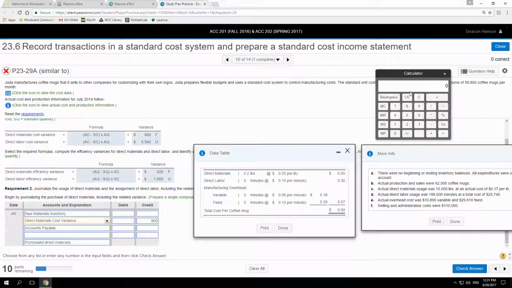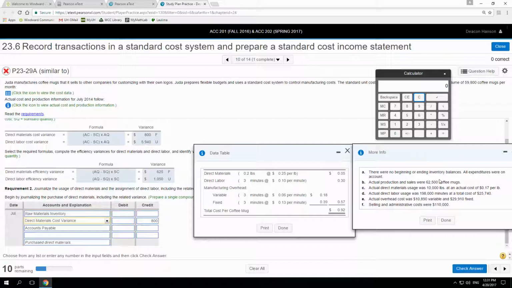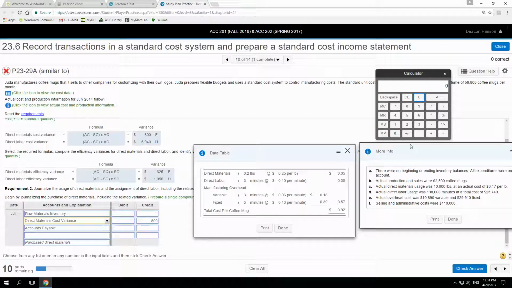purchase information. Okay, so if we bought 10,000 pounds, notice in A it says that there was no beginning or ending inventory and all expenditures were on account. So we must have bought 10,000 pounds. So if we bought 10,000 pounds and the standard says 25 cents per pound, so we would book the standard to our inventory account. And then remember, we actually paid 17 cents per pound. So if you took 10,000 times what we actually paid, that's going to end up being what's charged to accounts payable. So 1,700. Now these two should check out.